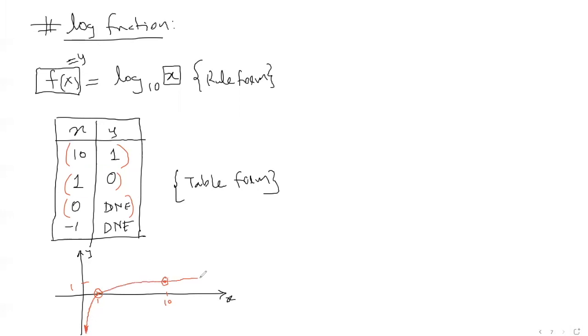Okay, so this is how the graph will look. Let's name this. This is called the graph form of a function. Okay, so having said all of that, now let's look at log functions' different properties or different parameters.